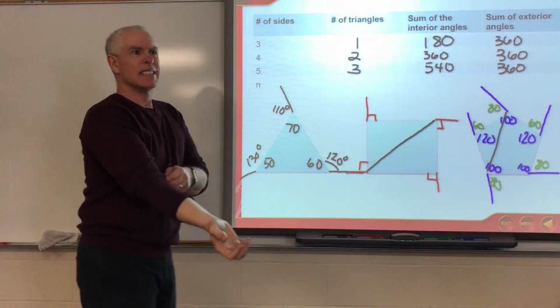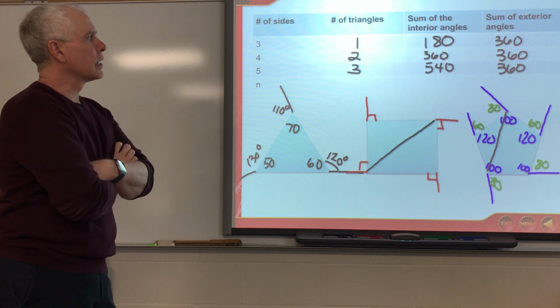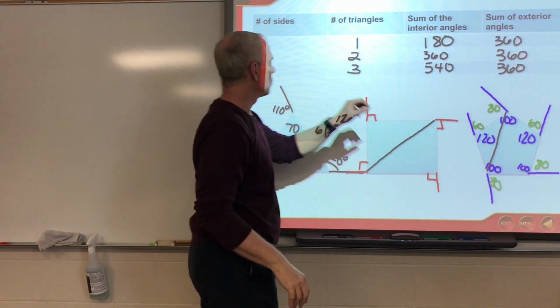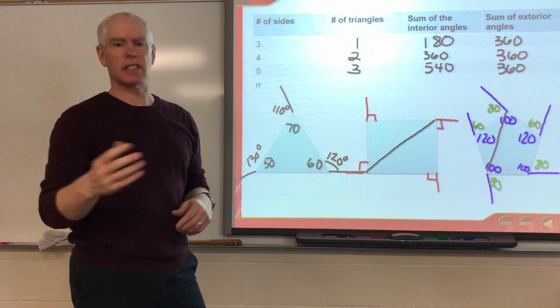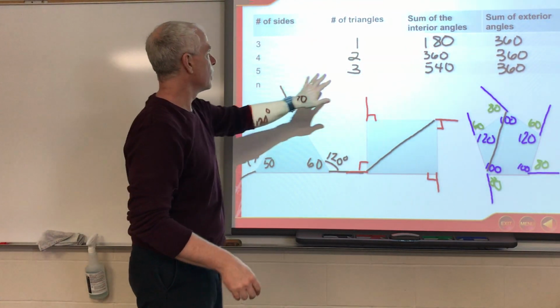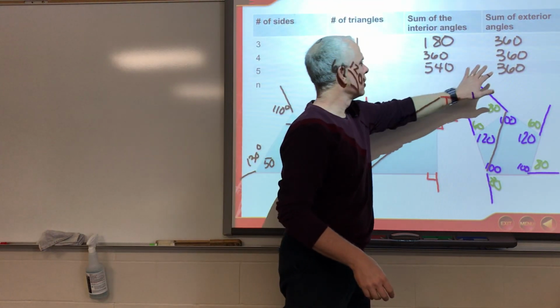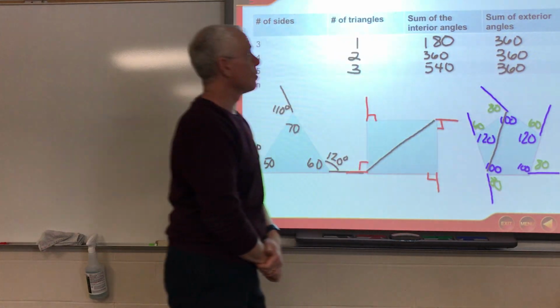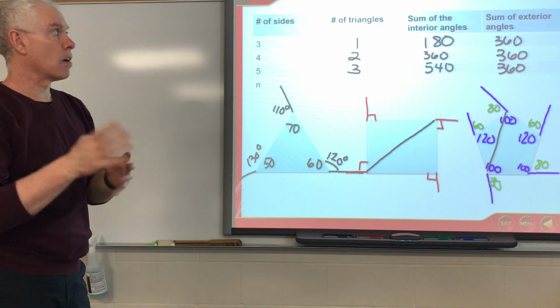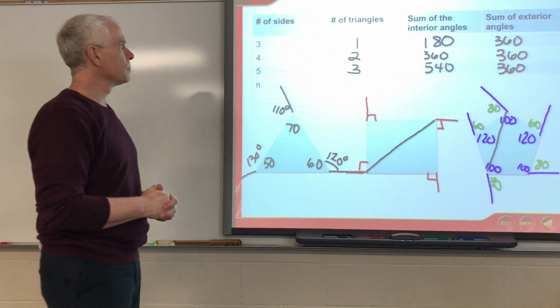So take a minute, pause the video for a second, and think about a rule for all of this stuff. So if you knew you had n number of sides, 6, 7, 8, 9, could you come up with a rule involving n that would give you the number of triangles, the sum of the interior angles, and the sum of the exterior angles? When you're done trying to figure that out, I'll continue and go from there.